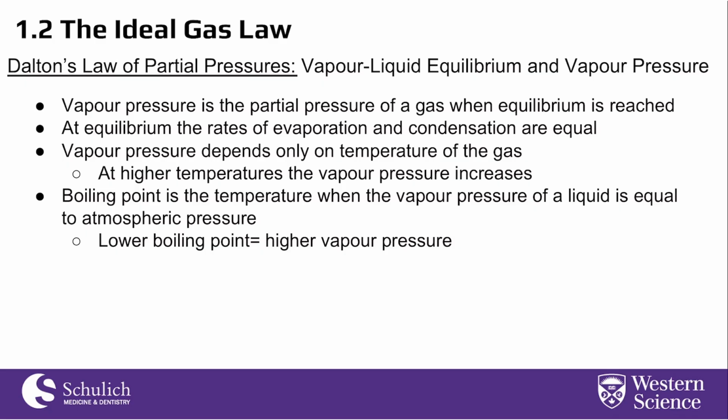So Dalton's law of partial pressure also talks about the vapor-liquid equilibrium and vapor pressure, so like changing phases. And so vapor pressure is the partial pressure of a gas when equilibrium is reached. At this equilibrium, the rates of evaporation and condensation are equal. Vapor pressure depends only on temperature of the gas, and so at higher temperatures, the vapor pressure increases. And boiling point is the temperature when the vapor pressure of a liquid is equal to atmospheric pressure. So a lower boiling point is going to equal a higher vapor pressure.